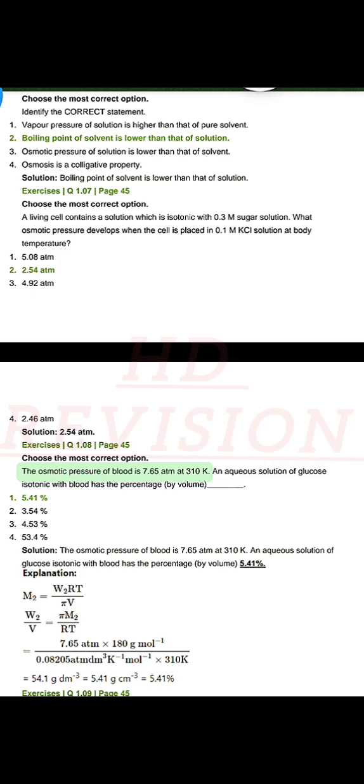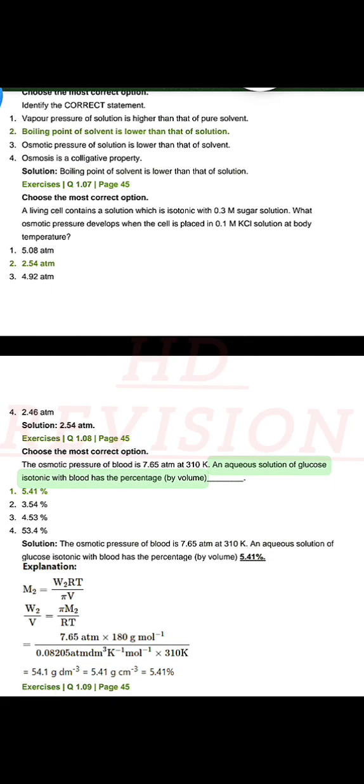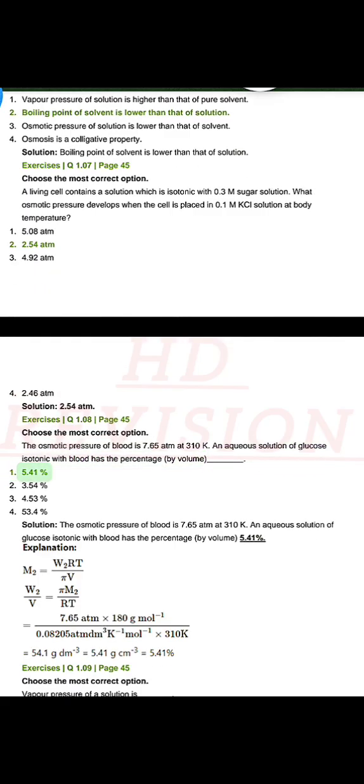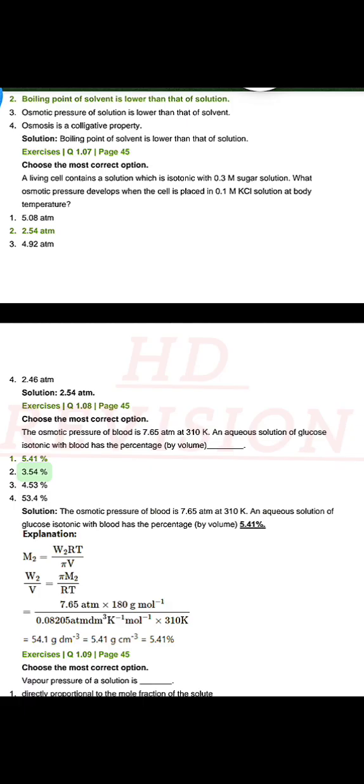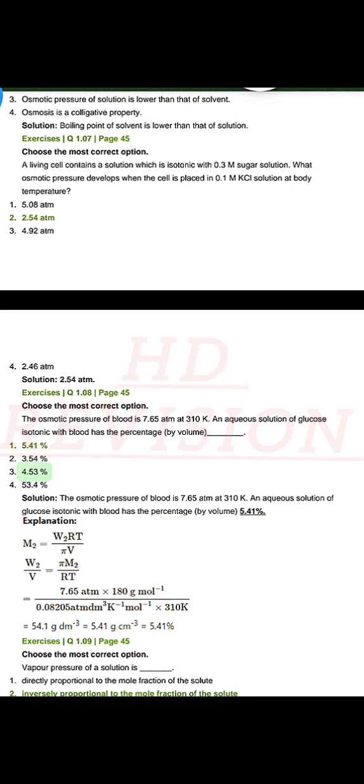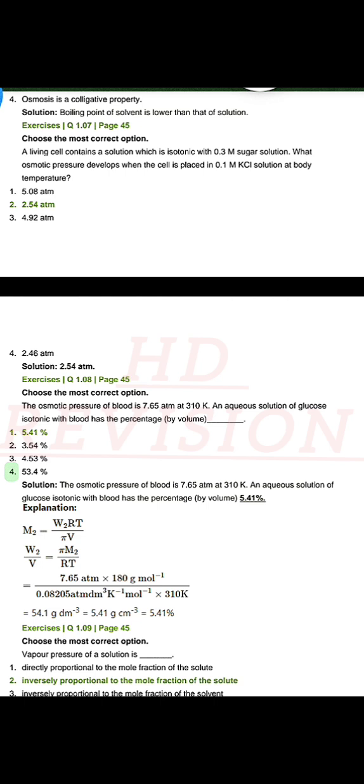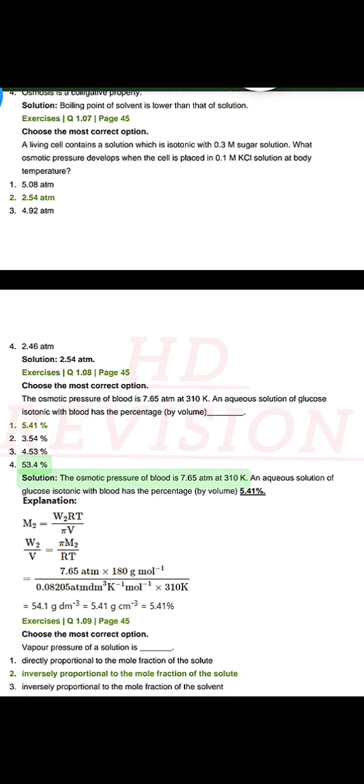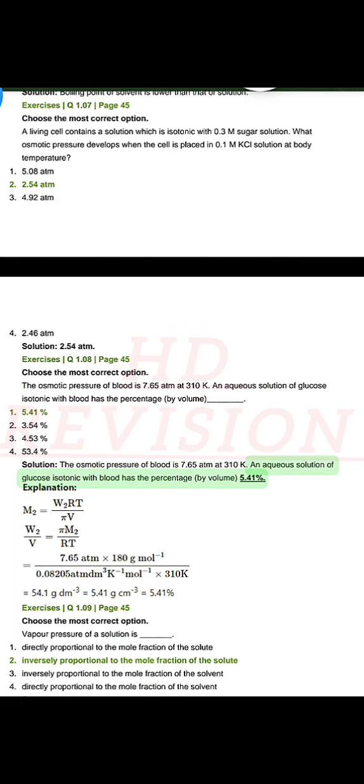Exercises Q1.08, page 45. Choose the most correct option. The osmotic pressure of blood is 7.65 atmospheres at 310 K. An aqueous solution of glucose isotonic with blood has the percentage by volume: 1. 5.41%, 2. 3.54%, 3. 4.53%, 4. 53.4%. Solution: An aqueous solution of glucose isotonic with blood has the percentage by volume 5.41%.